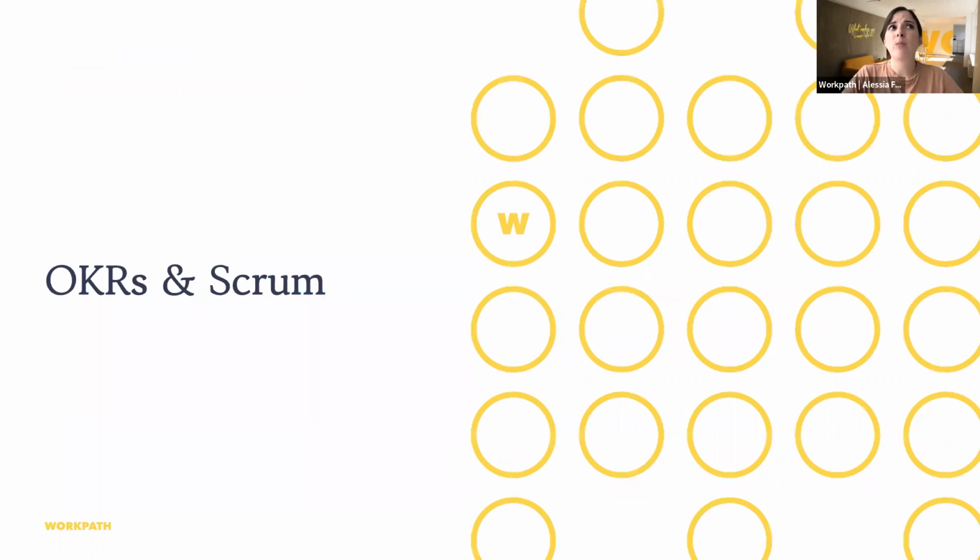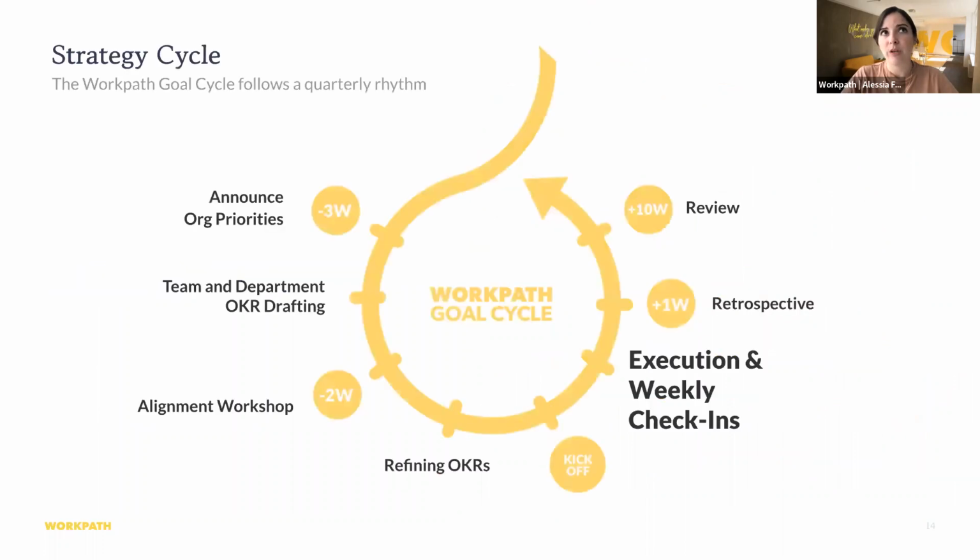Now let's have more of a look at OKRs and Scrum, which is highly related to the aspect that I just mentioned. So just a quick review of the OKR cycle. You probably have seen this visualization in one way or the other. I will quickly run over the steps in the cycle. There should be some sort of announcement of organizational priorities that comes from the top. After that, the teams and the departments would start their OKR drafting.